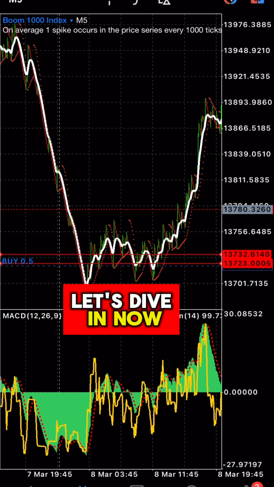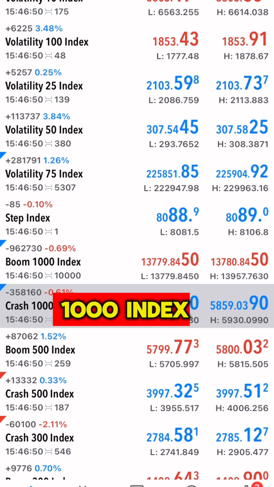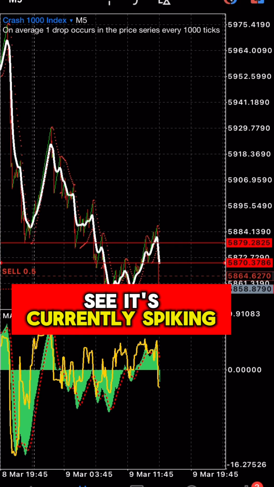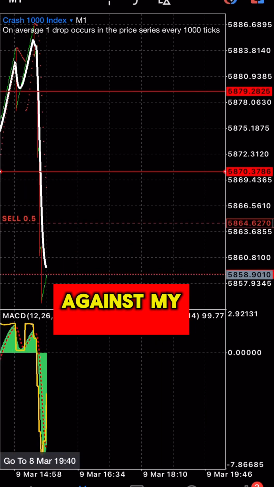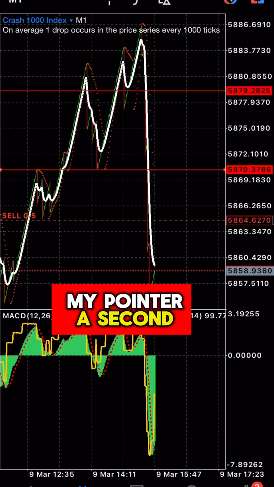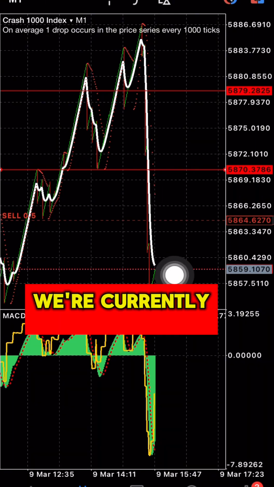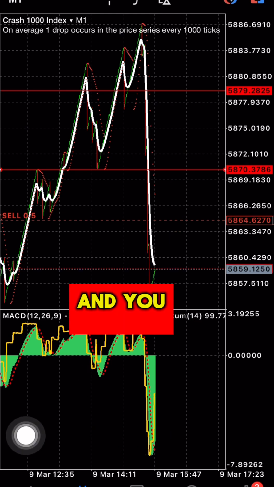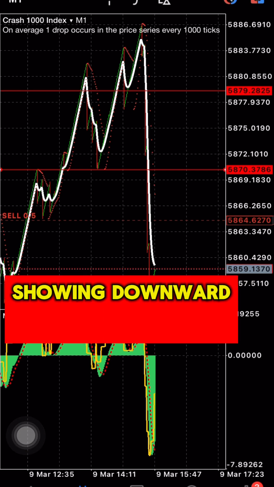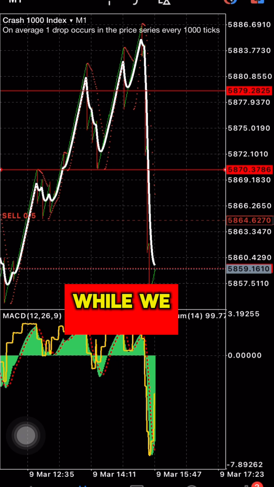Let's dive in now. As I say, you can see I even have a running trade on Crash 1000 index with this strategy. See, it's currently spiking against my entry. Let me bring out my pointer a second, please. As I was saying, look at it here. We are currently catching a cool spike, and you can see the MACD and the volume are already showing downward momentum. Let me first of all give you the settings while we go on.